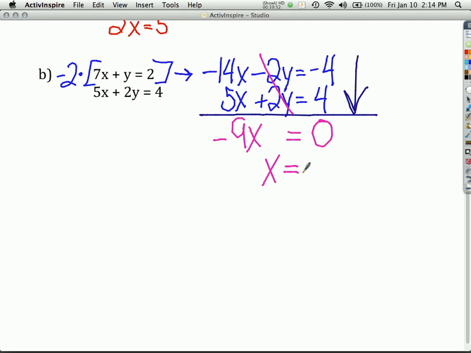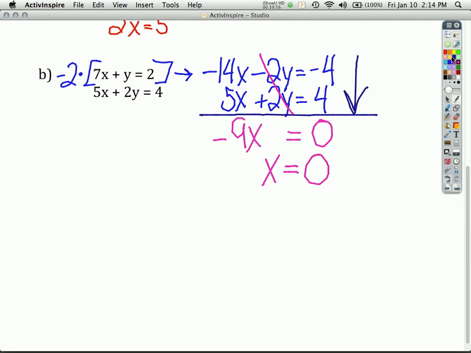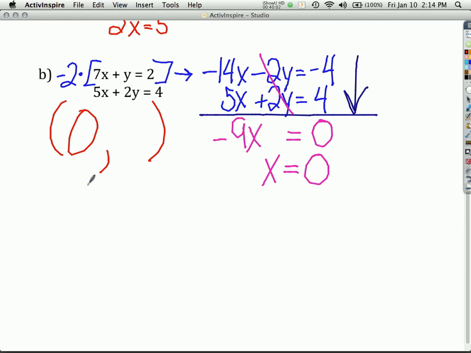Sebastian? 0. X is 0. And so, the first coordinate for our solution is 0.